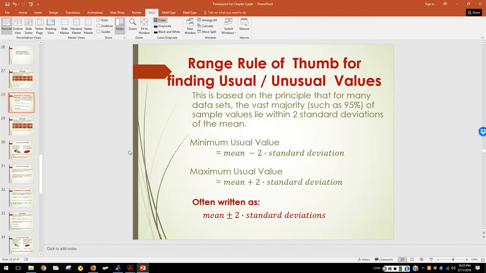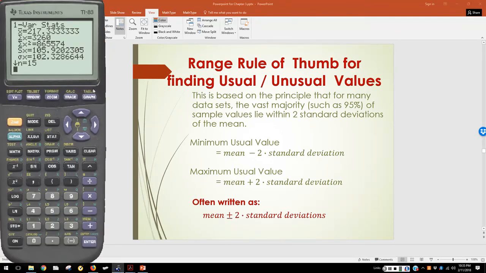Now we have an interesting question here because we need to think about what values in that group might have been unusual, because remember we had a 0 in there. We have something called the range rule of thumb for finding unusual and usual values. It's based on the principle that for most data sets, the majority of the values will lie within 2 standard deviations of the mean. So the minimum usual value is the mean minus 2 times the standard deviation. And the maximum usual value is the mean plus 2 standard deviations.